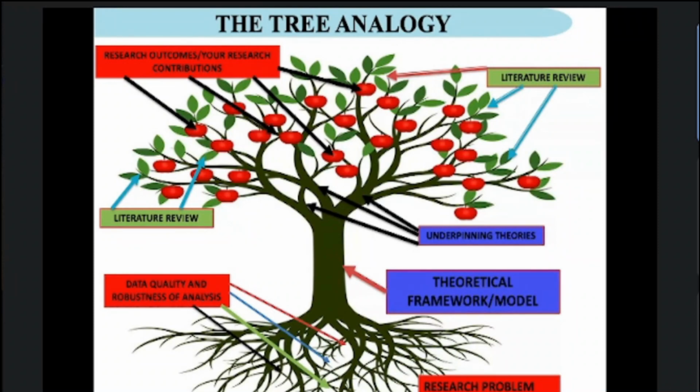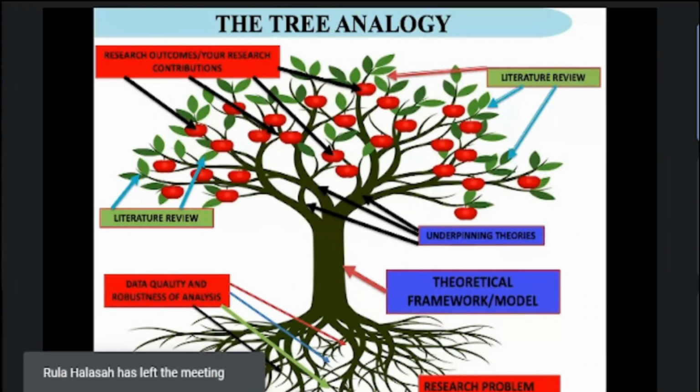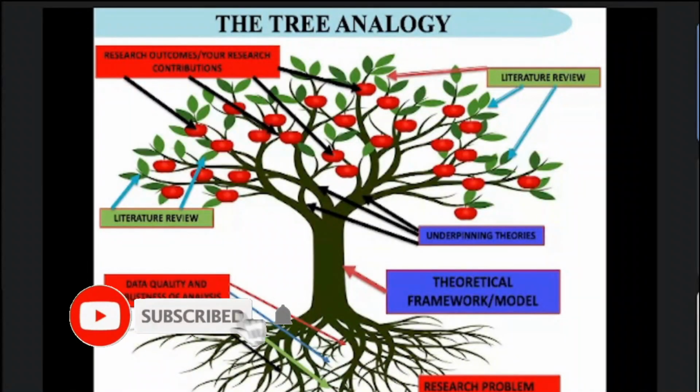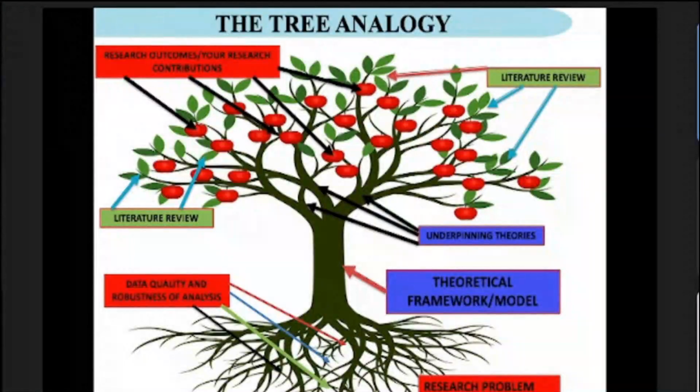Now, the body of the tree, I compare that with the theoretical framework or conceptual framework or research framework, because the body has got to be stronger. If the roots are strong, then the body is going to be strong, and the body will be capable of taking the weight of the branches and fruits and all that you have at the top. If the body is weak, then with more fruits and more branches, the tree will not be able to keep that, okay, beyond that.